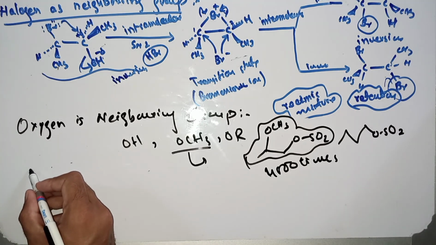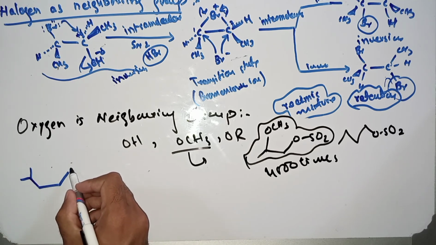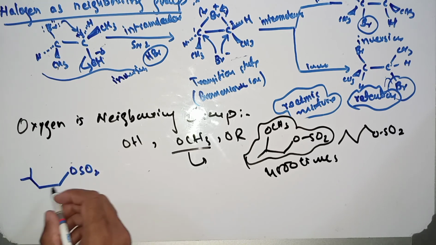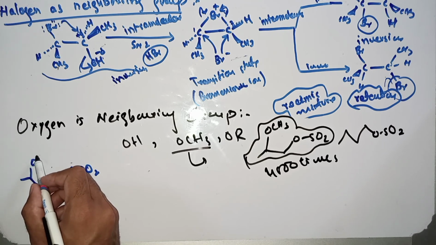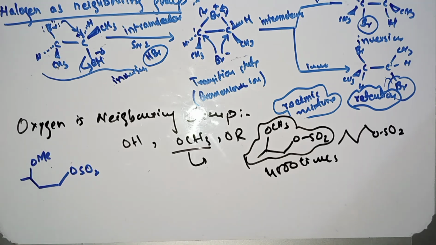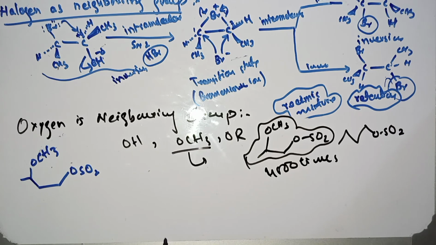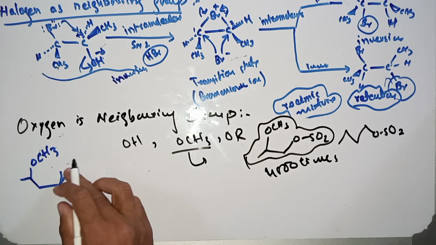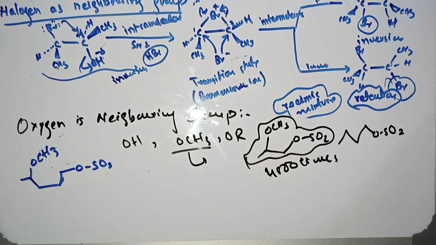When we use 4-methoxyalkyl sulfonate, OSO2, this is the alkyl sulfonate, this is methyl, and this is OMe, or you can write here CH3. This is not 4-methoxyalkyl sulfonate. This is 4-methoxyalkyl sulfonate: OSO2.